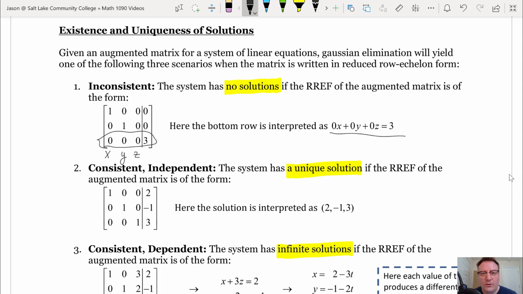So 0 will never be equal to 3. So this is an inconsistent system.